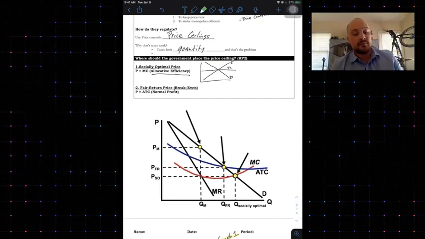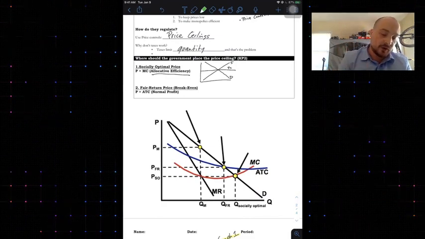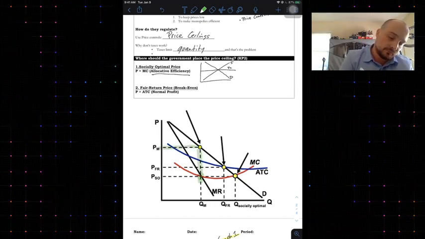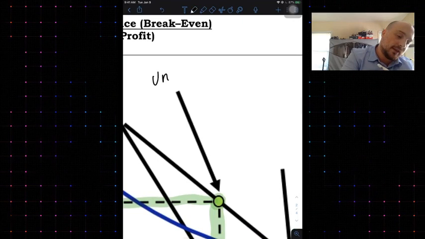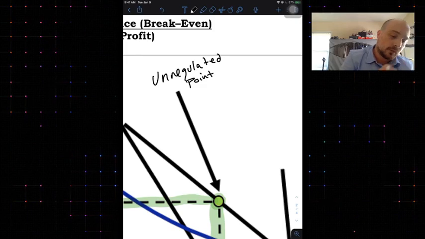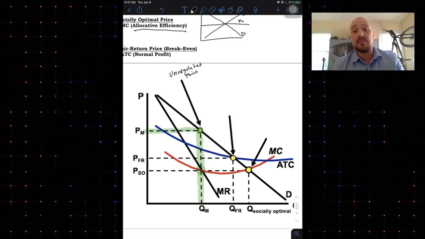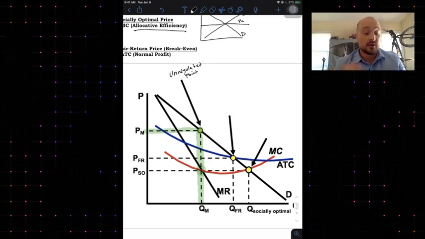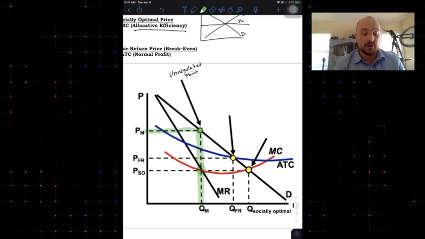So if we're looking at this monopoly graph, there's a couple things that I want you to notice. First, right there is the profit maximizing rule. We're going to call this the unregulated point. We call it the unregulated point because that's what the monopoly is going to do if the government doesn't put any rules on it, right? If they're not regulated, they're going to try to make as much money as possible, and so they're going to produce where the marginal cost and marginal revenue intersect.